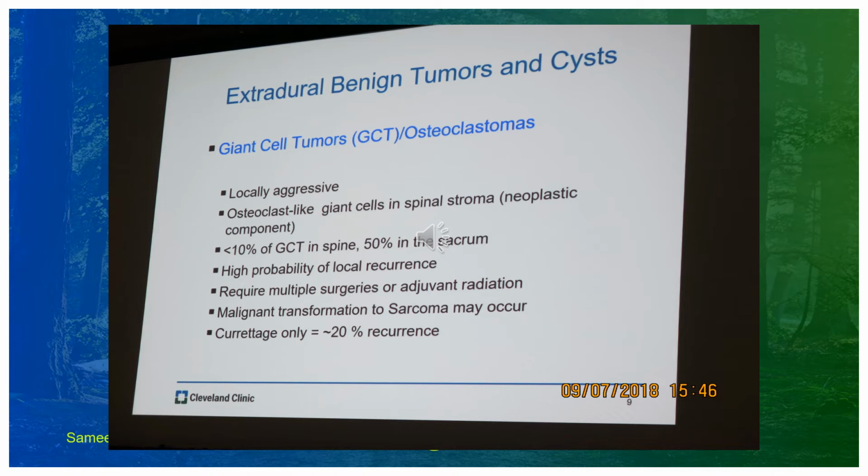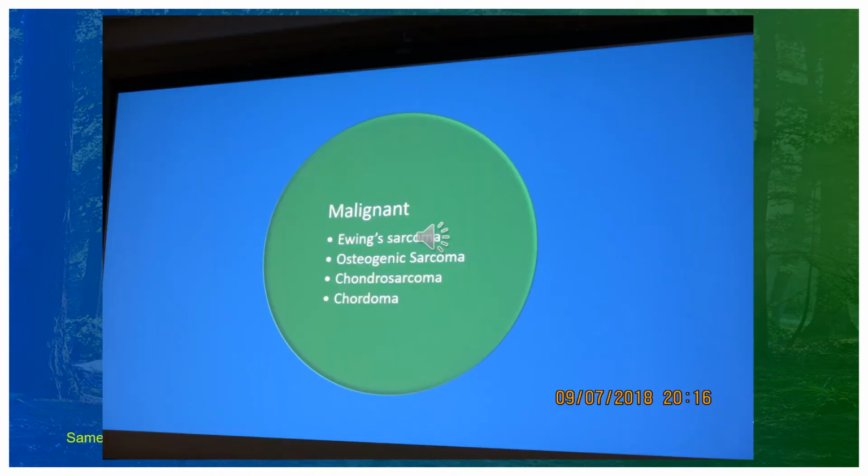Now, sarcoma is a tumor of connective tissue. Tumors of connective tissue, meaning bone, cartilage, blood, we call them sarcoma. Tumors of endothelia or epithelia, we call them carcinoma. If you use curettage only, these lesions have a 20% rate of recurrence. Malignant tumors can involve the spine, like osteogenic sarcoma, Ewing sarcoma, chondrosarcoma, and chordoma.